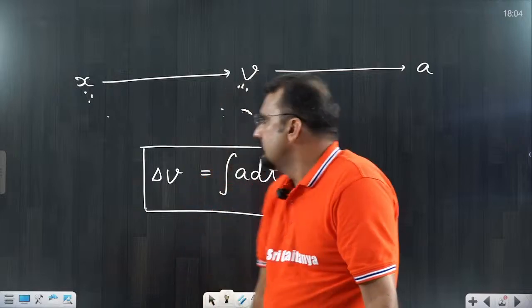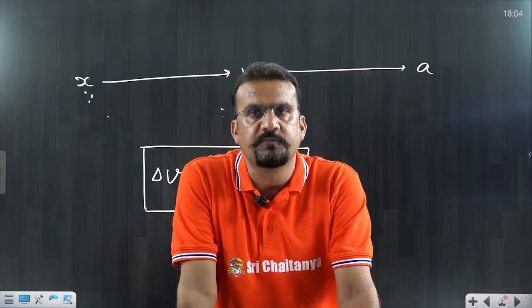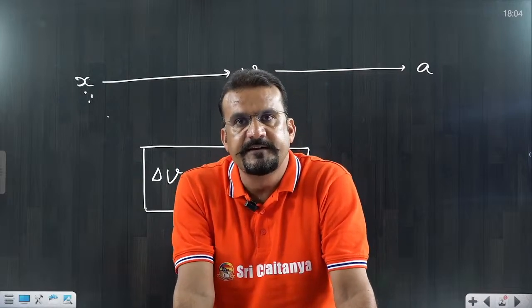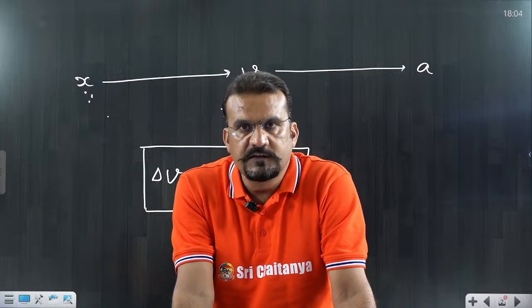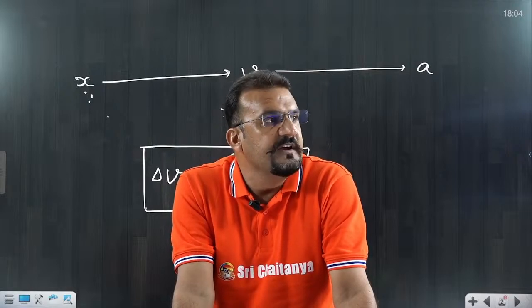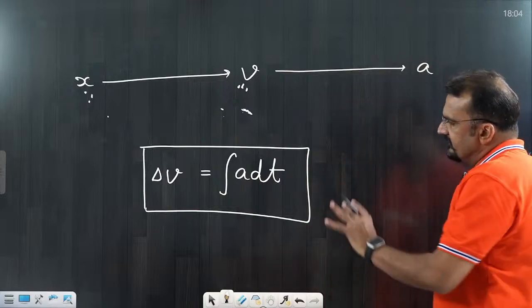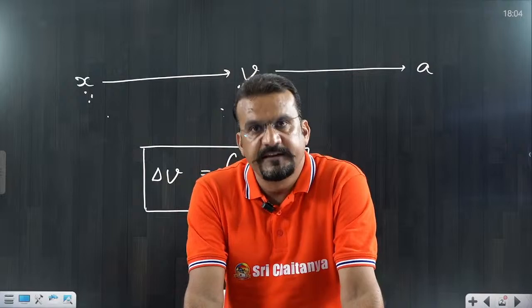One more topic I told you: whenever velocity is a function of time, we can find the acceleration by dv by dt. But whenever velocity is a function of displacement, in that case we use v dv by dx. So both formulas are very, very important. So this is the first process by which we can solve the question. Now come to the next process.